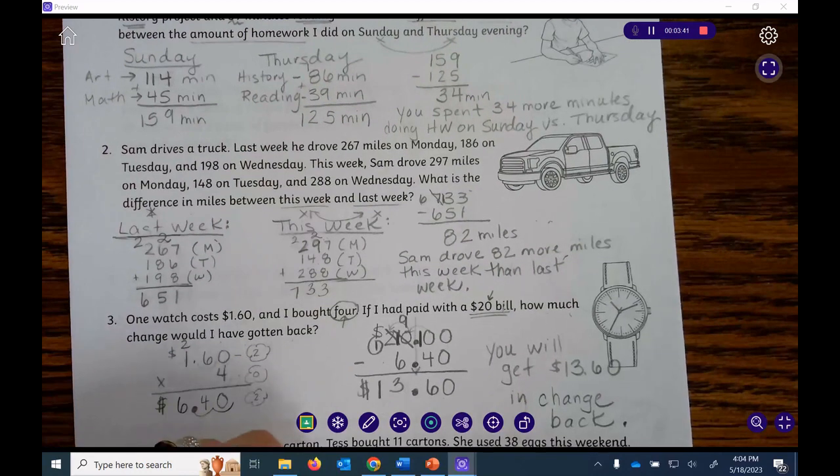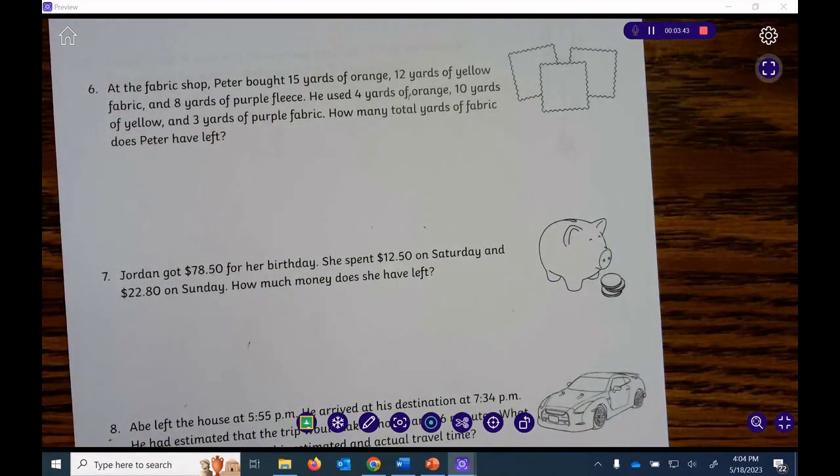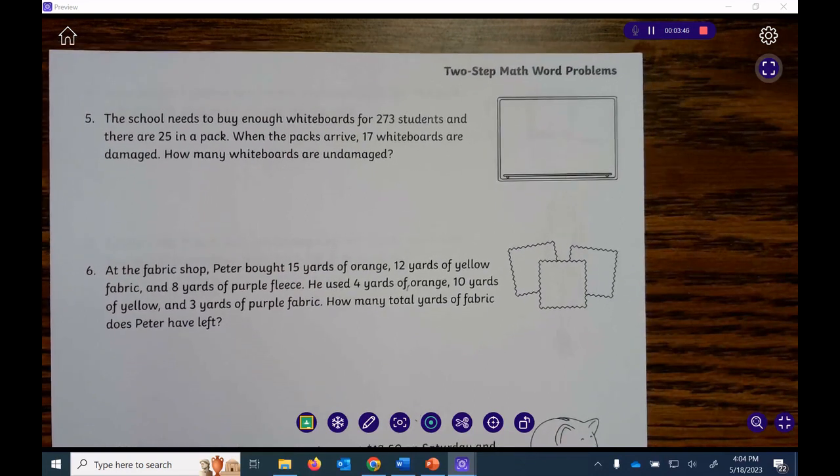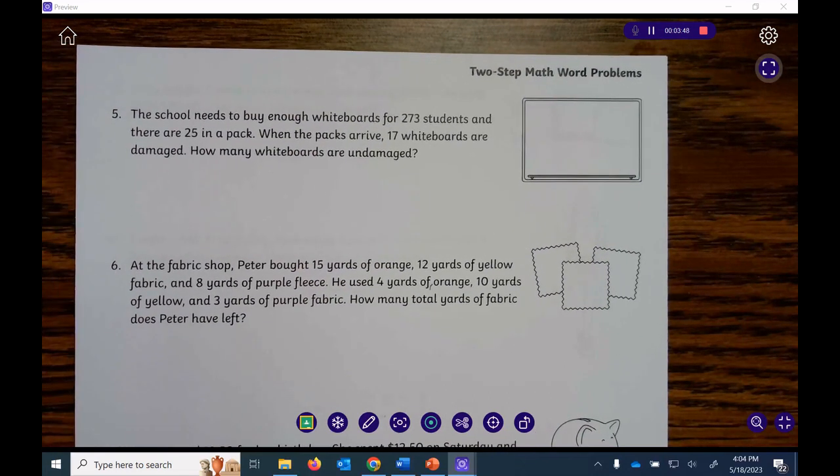Question number 5. The school needs to buy enough whiteboards for 273 students, and there are 25 in a pack. When the packs arrive, 17 whiteboards are damaged. How many whiteboards are undamaged? Pause the video, solve the problem, unpause the video to check your answer.